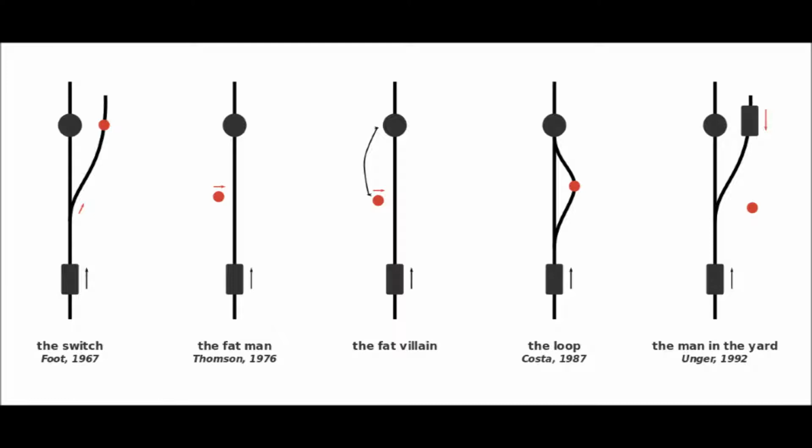you have essentially the same choice, and that is you can do nothing and 5 will die, or you can kill one person and 5 will live.